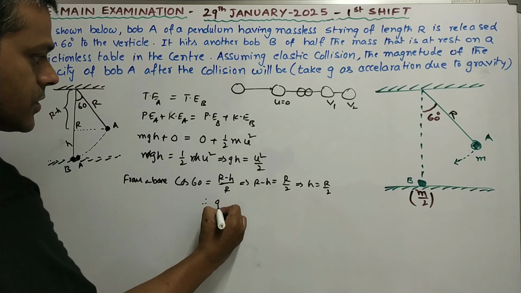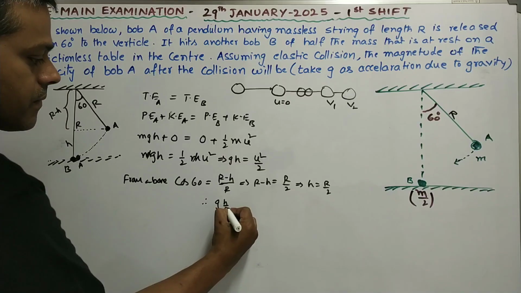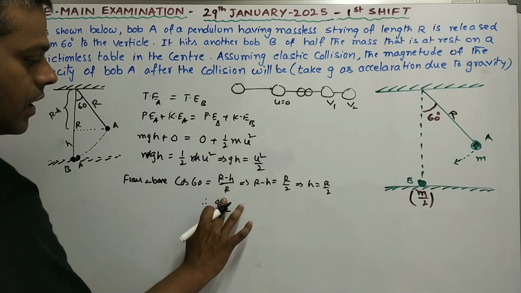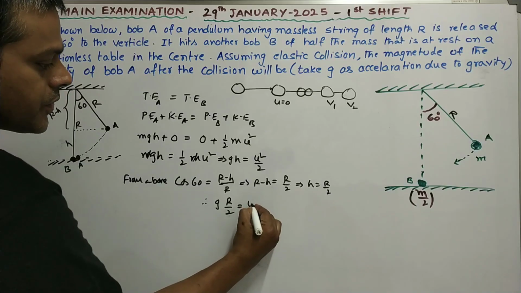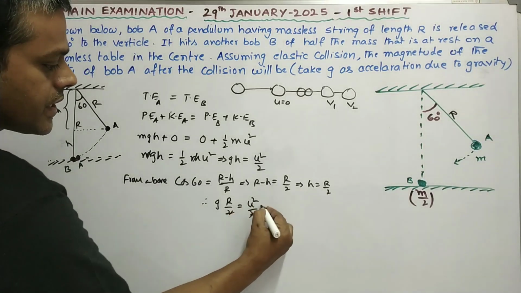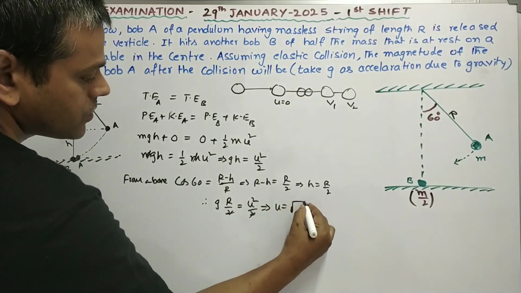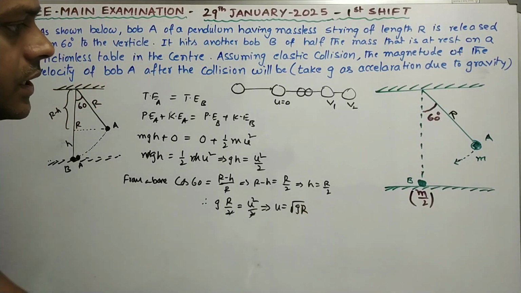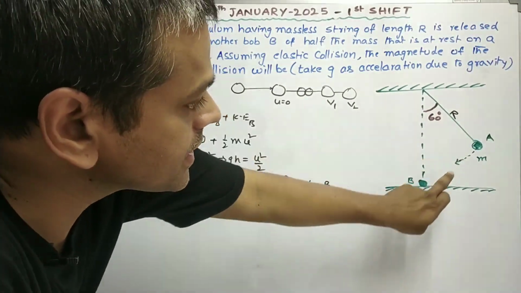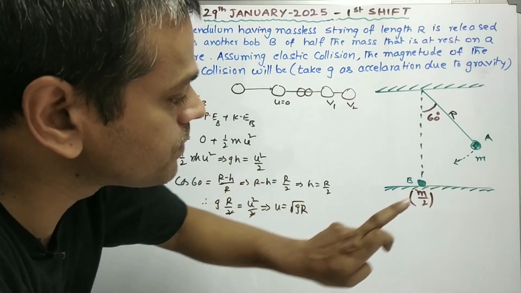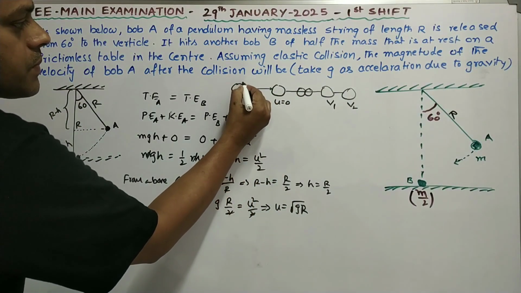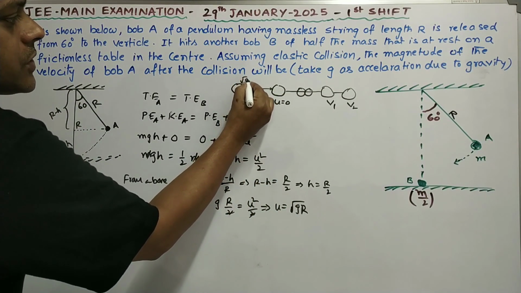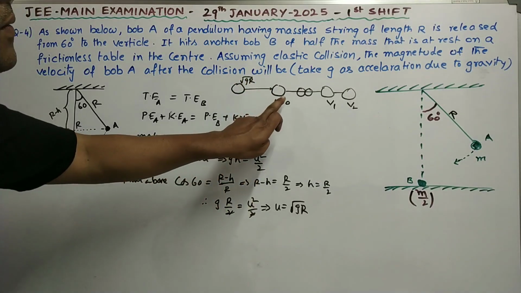Therefore, g into h, h is equal to R by 2, so g into R by 2 is equal to u square by 2. 2 is cancelled. That implies u is equal to root gR. So this is the bob after release hitting bob B with the speed of root gR. So its speed is root gR, with which it hits the bob.